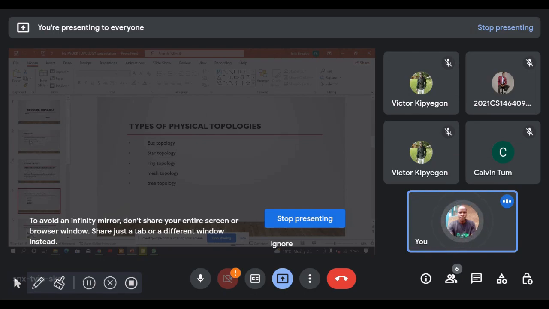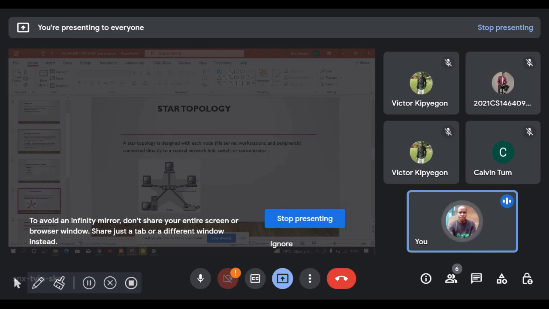We have the bus topology, the star topology, ring topology, the mesh topology, and the tree topology. For today, we'll be handling the bus topology and the star topology. We'll start with the star topology. What do you understand from your own view? I know most of you have seen the star. Now that also can be related to this star topology.